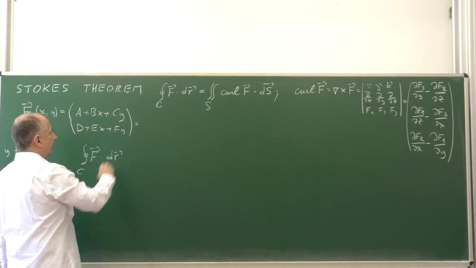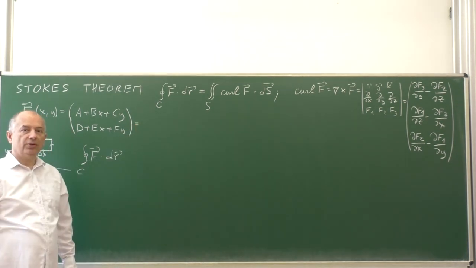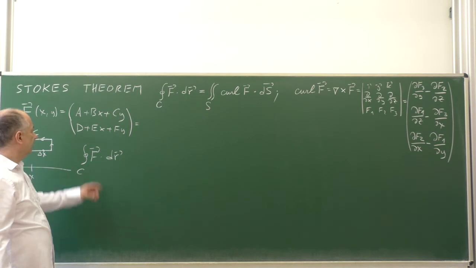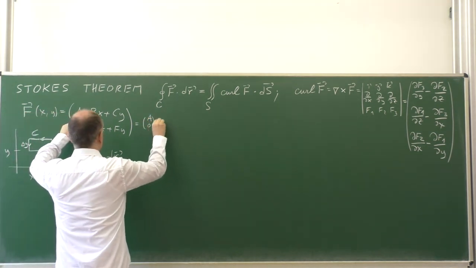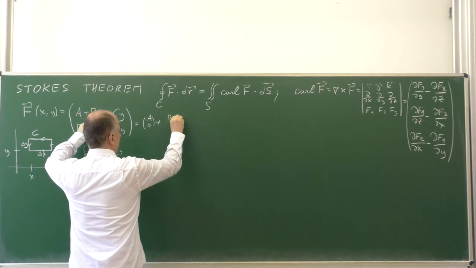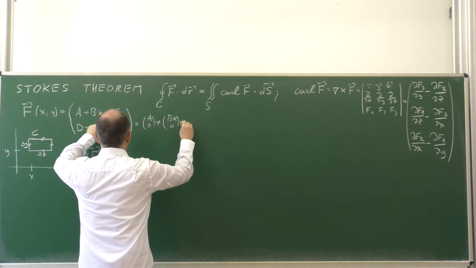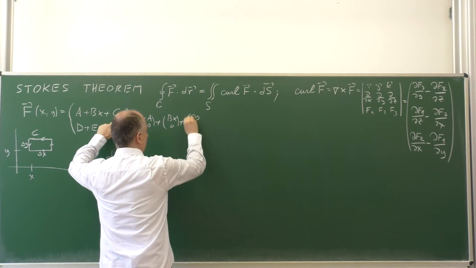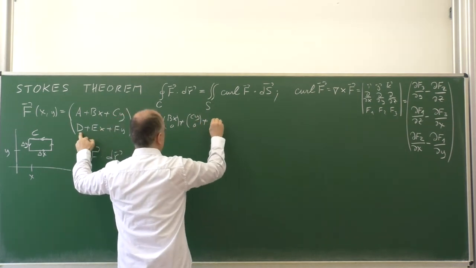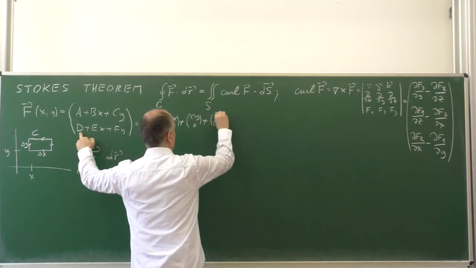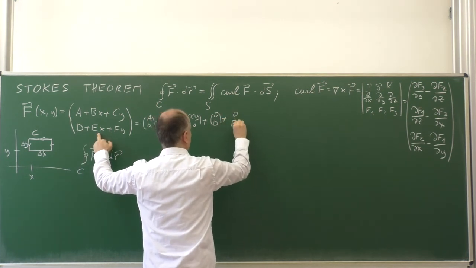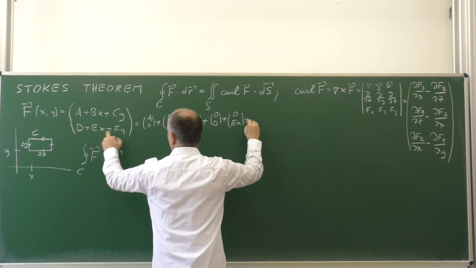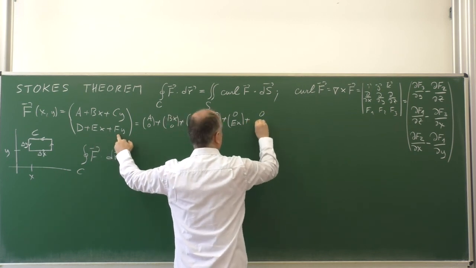This vector field can be written as a sum of 6 simple vector fields: a, 0; plus bx, 0; plus cy, 0; plus 0, d; plus 0, ex; plus 0, fy.